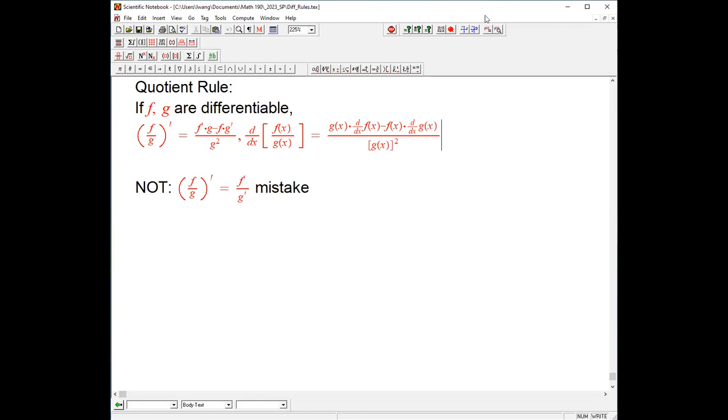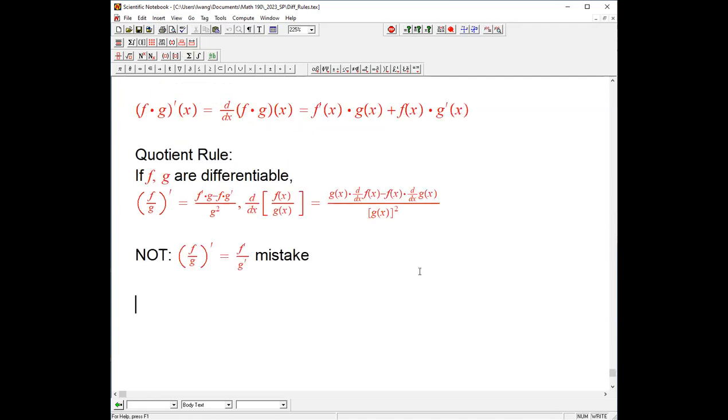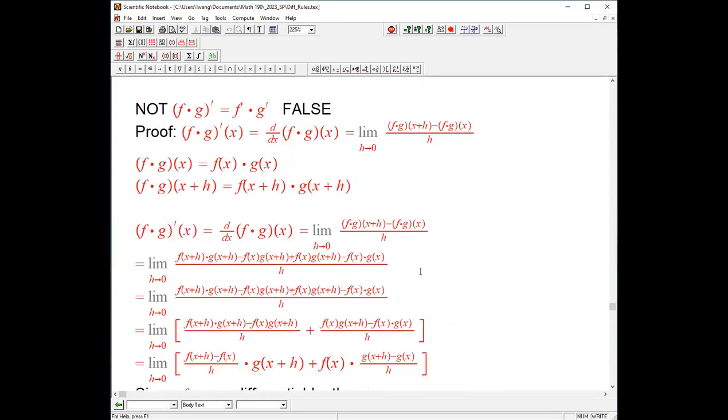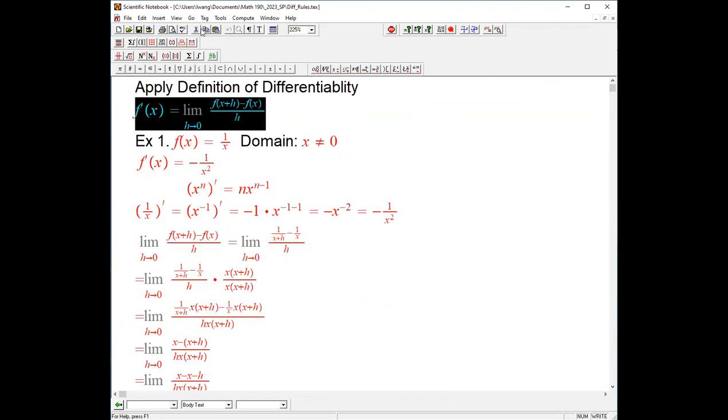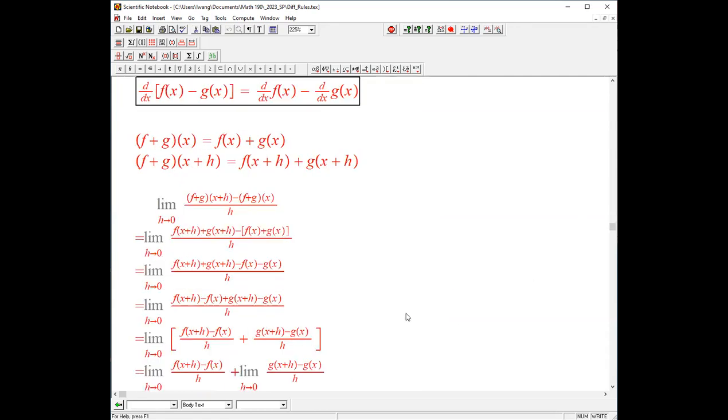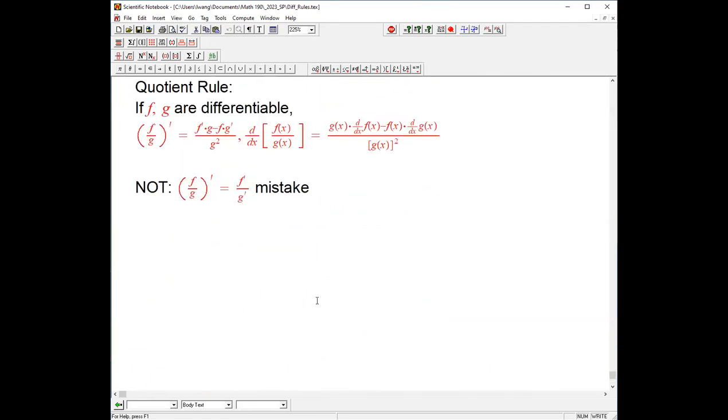Okay, so that's the quotient rule. Common mistake. Okay, so let's prove it. To prove this one, of course, we're going to apply the definition once again, right? What is the definition? The definition that we've always been using, but this time f is replaced by f of x divided by g of x.